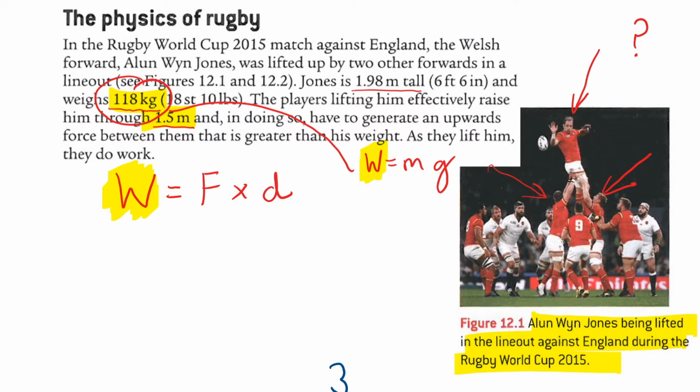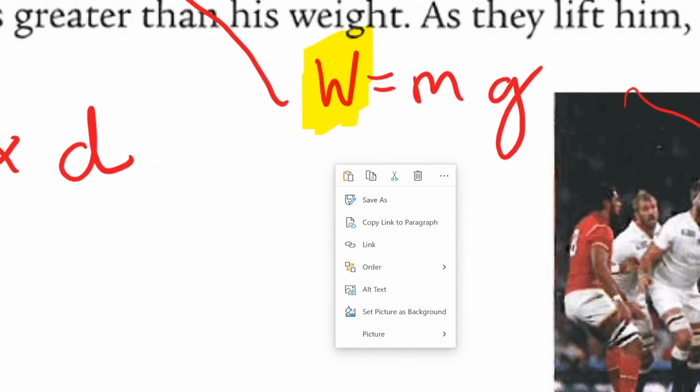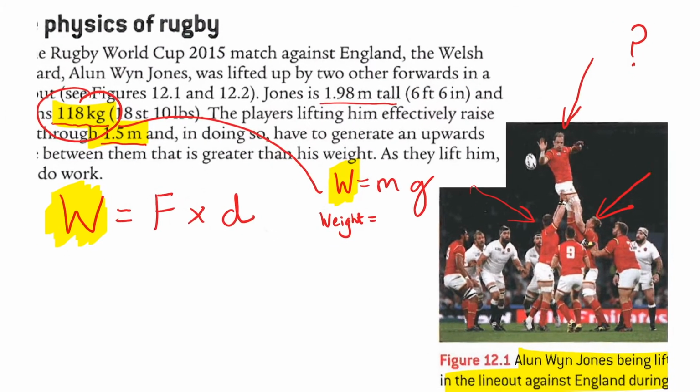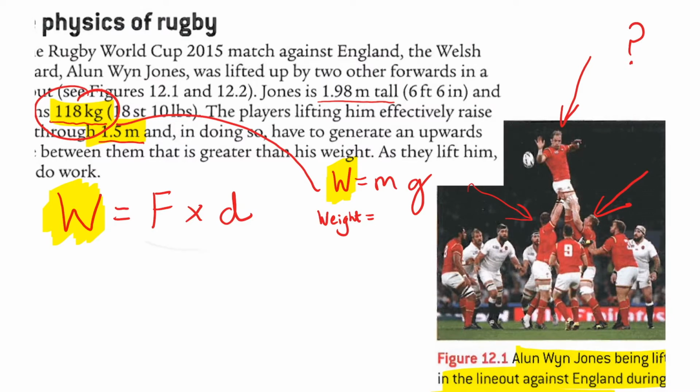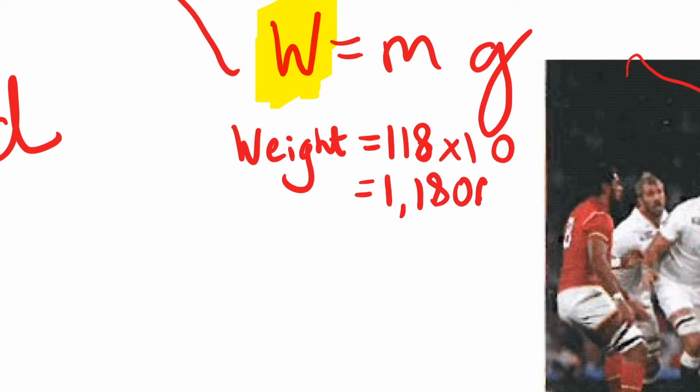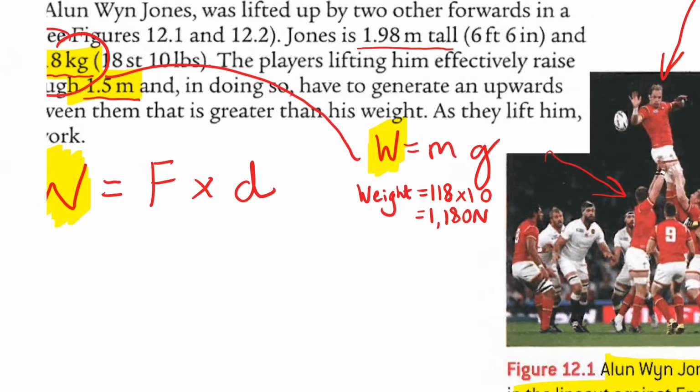So what I'm going to do to avoid that confusion is just zoom in and write out weight in full, because the weight of Alun Wyn Jones is going to equal the force needed to pick him off the ground. So we'll go back, that's 118 kilograms is his mass. And we'll take g as 10, so his weight therefore would be 1,180 newtons.